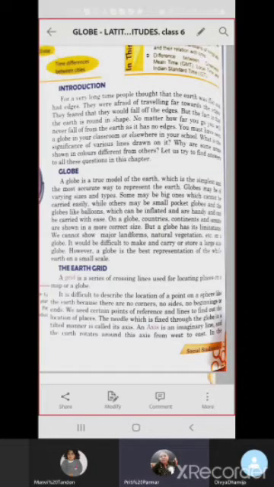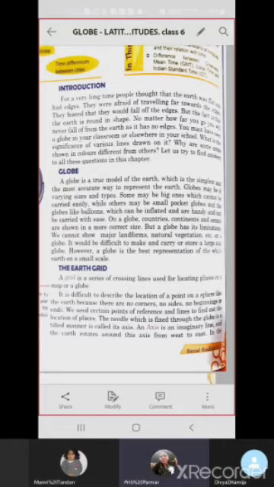Now, the next heading is globe. A globe is a true model of the earth, which is the simplest and the most accurate way to represent the earth. Now, globes may be of varying sizes and types. Some may be big ones, which cannot be carried easily, while others may be small pocket globes. And there are globes, like balloons, which can be inflated and are handy and can be carried with ease.